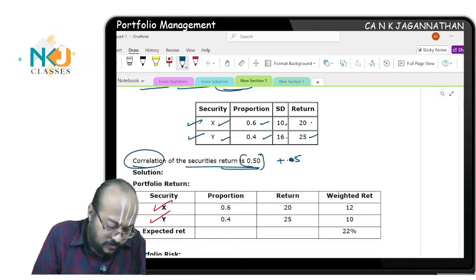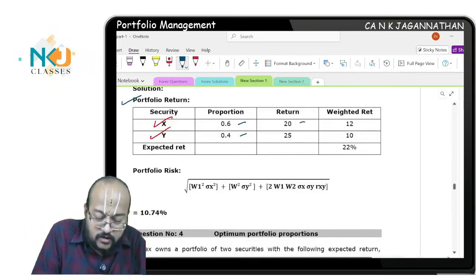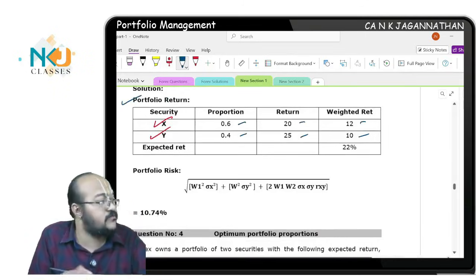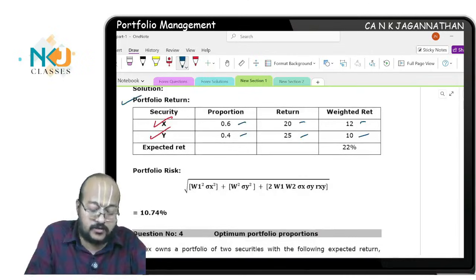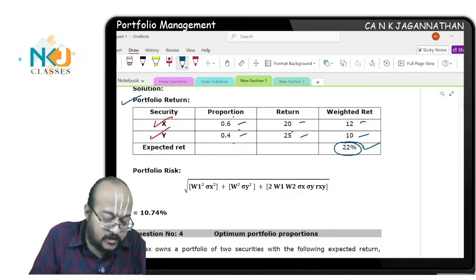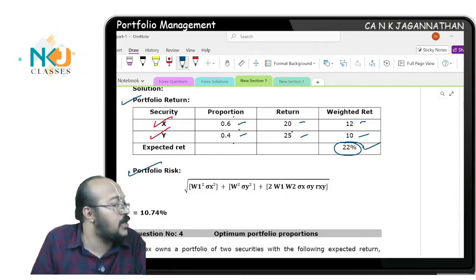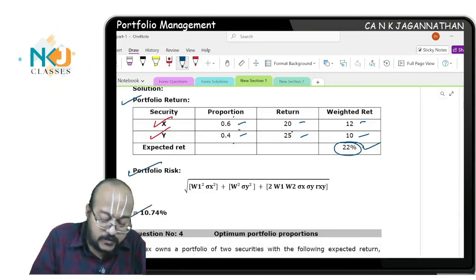See, portfolio return: X and Y proportion and return, weighted return. I told you, like the simple weighted average WACC computation, same way proportion and return. 0.6 into 20 plus 0.4 into 25, you'll get 22% as portfolio return. Portfolio risk is simple: the square root of W1 square sigma x square plus W2 square sigma y square plus 2 into W1 W2 sigma x sigma y into correlation of x and y, which is 10.74%.